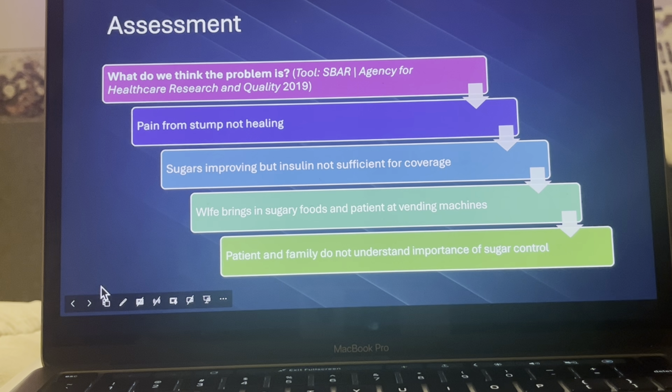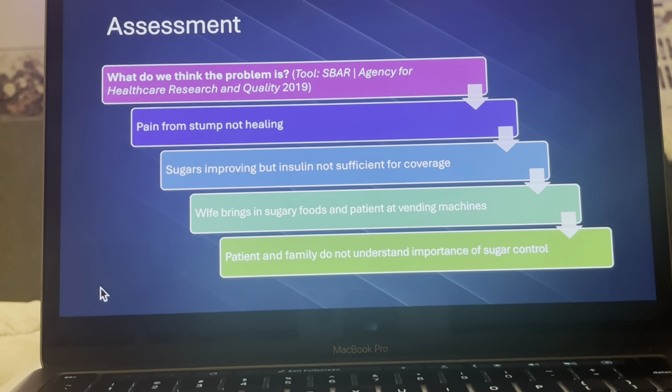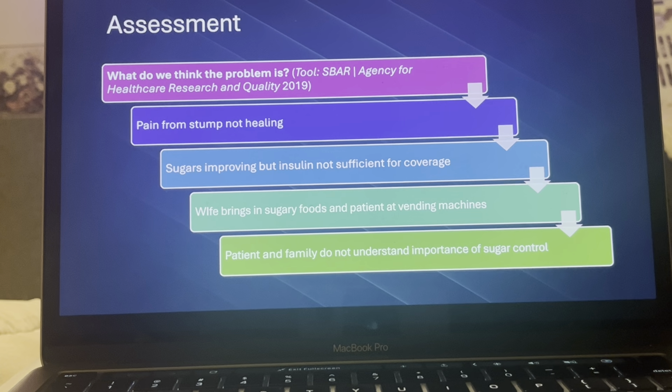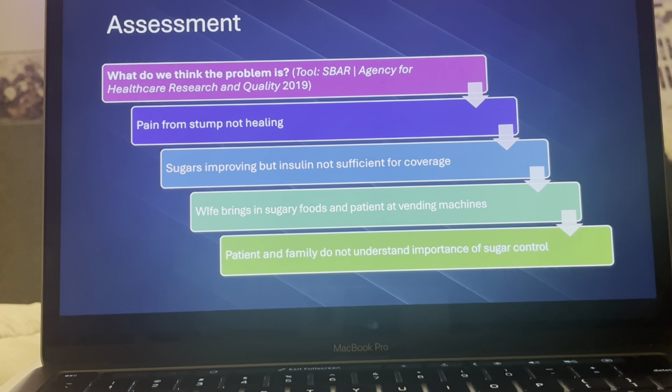Assessment. What we saw the problem was, based on the background information like the history, observations, and vitals. Well, we know his stump's not healing and he has pain. His sugars are a little bit better, probably because he's having a controlled diet, but the insulin coverage is not sufficient for what he needs. We all know after surgery, especially with infection, blood sugars go up while we heal. We also noticed that the wife's been bringing in sugary foods for the patient, and he's at the vending machines getting unhealthy snacks. We feel that the patient and family do not understand the importance of his sugar control.